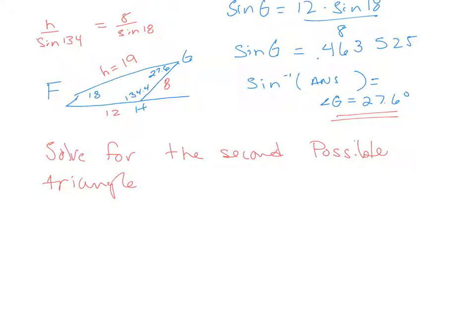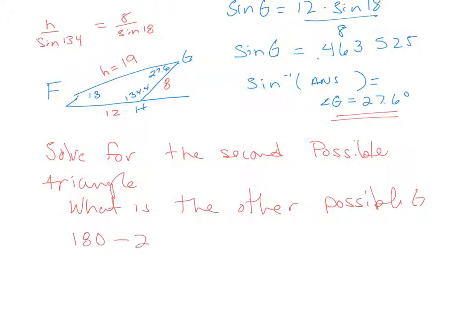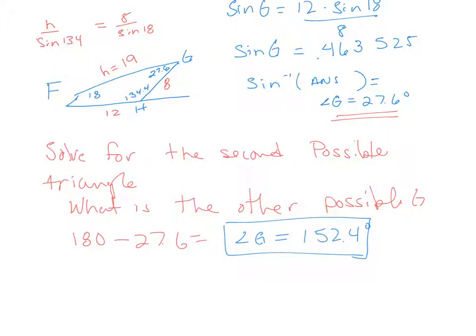So when I said that G was 27.6 degrees, what is the other possible G? I get that by doing 180 minus my 27.6, which gives me that angle G could also be 152.4 degrees. This absolutely is possible. So we're going to go through and draw that second triangle in with the same beginning angle for F.